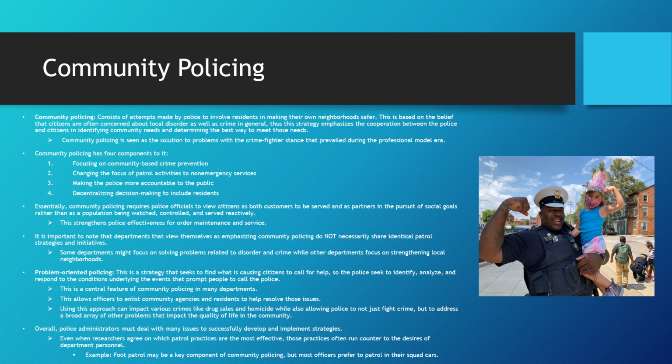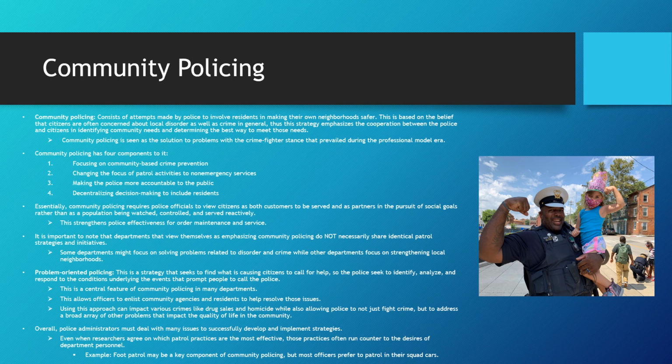Essentially, community policing requires police officers to view citizens as both customers to be served and as partners in the pursuit of social goals, rather than as a population being watched, controlled, and served reactively. This strengthens police effectiveness for order maintenance and service. It's important to note that departments that view themselves as emphasizing community policing do not necessarily share identical patrol strategies and incentives. Some departments might focus on solving problems related to disorder and crime, while other departments focus on strengthening local neighborhoods.